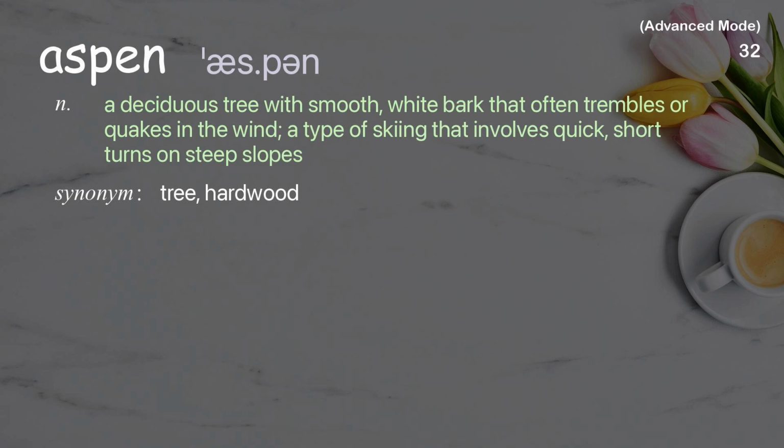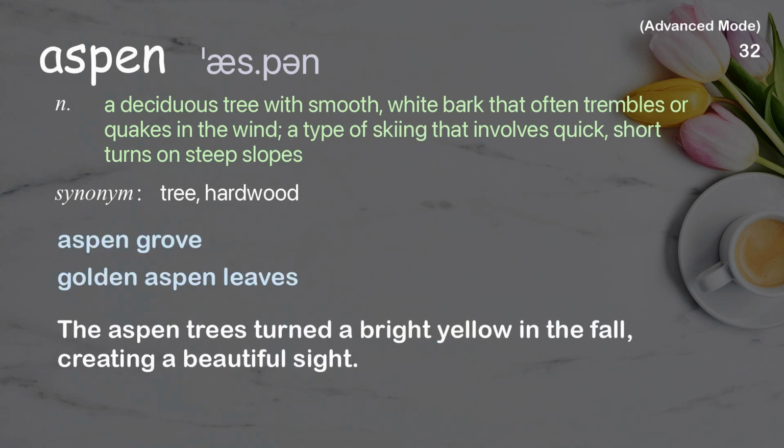Aspen. A deciduous tree with smooth, white bark that often trembles or quakes in the wind, a type of skiing that involves quick, short turns on steep slopes. Examples: Aspen grove. Golden aspen leaves. The aspen trees turned a bright yellow in the fall, creating a beautiful sight.